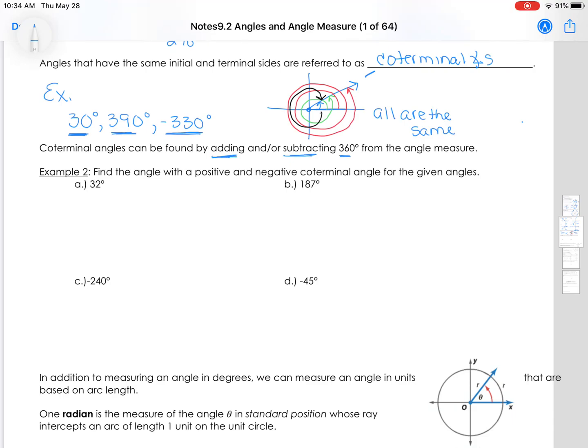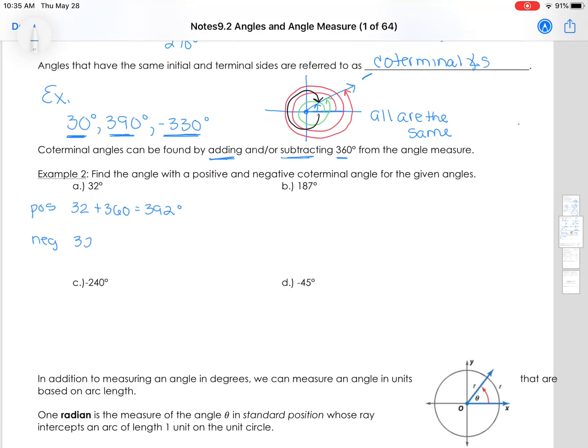So you're going to be asked, we're going to focus still on degree mode for right now, to find a positive and negative coterminal angle. So you do not need to draw these, okay? So we're going to get positive and we're going to get negative. So think, if we're starting at 32 degrees and we want to get a positive, well, let's add 360 to it because that's one full rotation. So that gets us 392. So that is a positive coterminal angle to 32 degrees. For negative, let's do the opposite. 32 minus 360. And that gets us negative 328 degrees. So we have both a positive and a negative coterminal angle to go with 32 degrees.